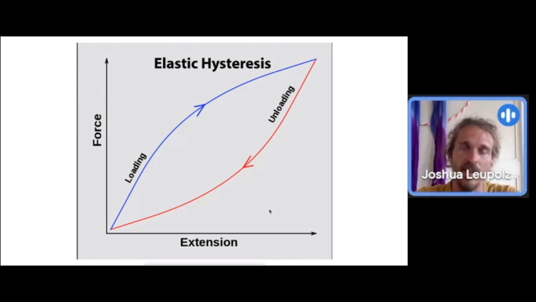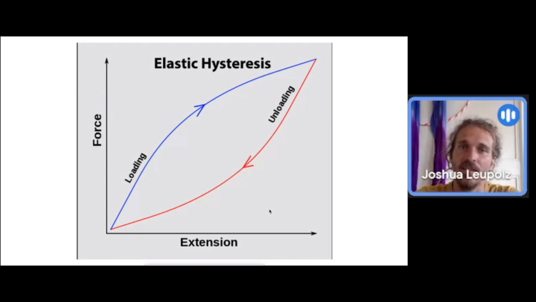The area below this blue graph is the energy you put into your system. That's force times extension, the main ingredients for how much energy you store in your system. And the whole area below there is basically the energy you put in it.